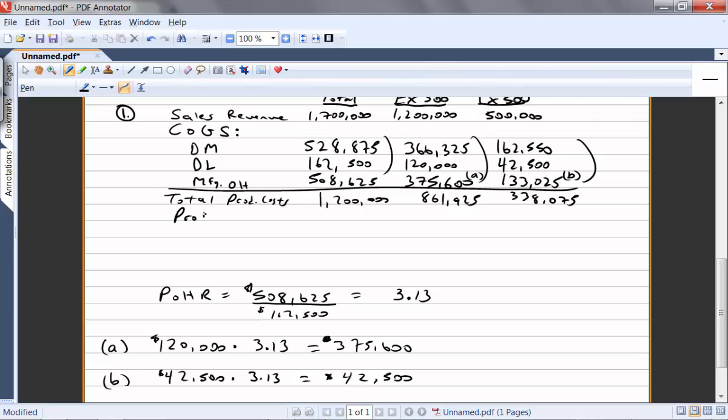And then our product margin would be calculated by taking total sales for the product minus the product costs. So the total product margin is 500,000, and that'd be the gross margin or the gross product. The product margin for the E product is 1.2 million minus 861,925, which is 338,075. And for the T product, it's 500,000 minus 338,075. And these just happen to be the same. That's a coincidence. It's an unfortunate coincidence because it might confuse you, but those two numbers just happen to be the same. It's just a coincidence, though. So 500 minus 338,075 would be 161,925.